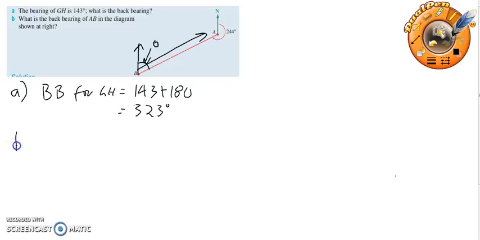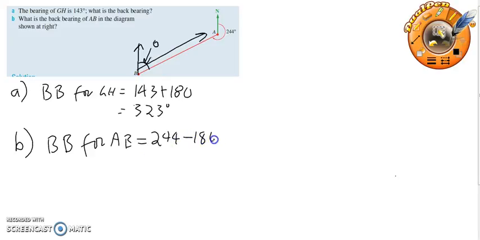So I'll just show you, just for technique purposes. I'm going to say back bearing for AB. Now, when I tell you just add 180, you don't have to write that down. So if I added 180 to this, I'm going to get to like 424. That's not between 0 and 360, so I know it can't be an add one. So what I do is, I then subtract. So it's 244, take 180, and I get 64 degrees.